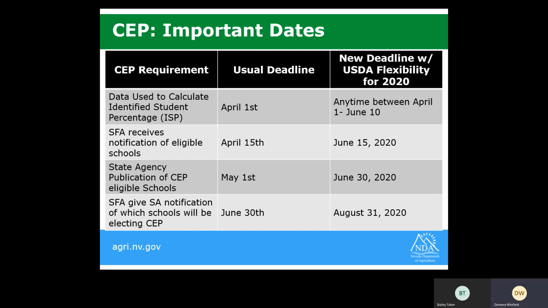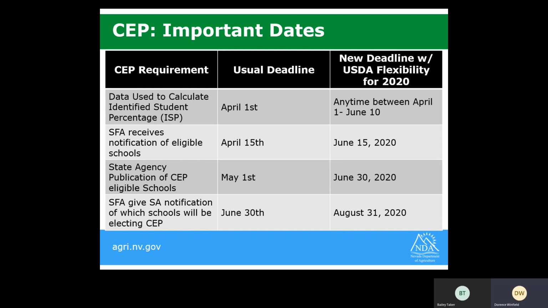The School Food Authority receives notification of eligible schools. The usual deadline is April 15th. The new deadline with USDA flexibility for 2020 is June 15th, 2020. The state agency publication of CEP eligible schools: the usual deadline is May 1st. The new deadline with USDA flexibility for 2020 is June 30th, 2020.